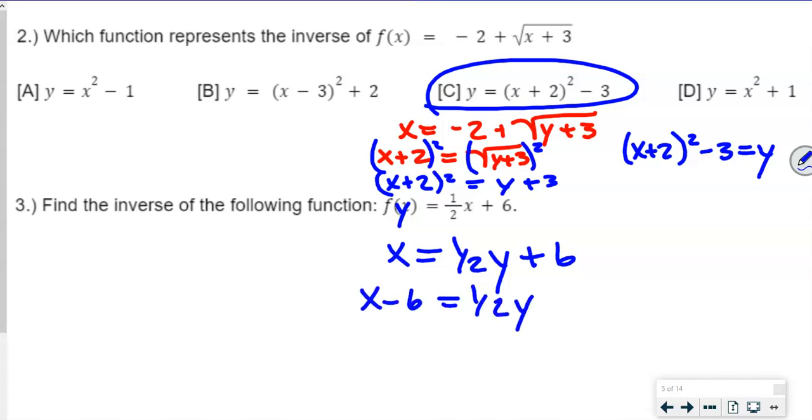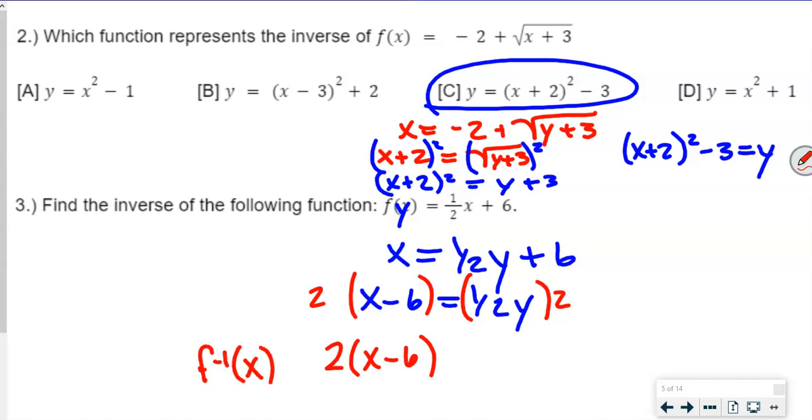Why? How do I get rid of a 1/2? Multiply by its reciprocal, right? So this is going to be times 2. So that would be 2 times x minus 6. That is going to be my inverse function. So that's going to be f to the -1 of x. That is my inverse function right there.